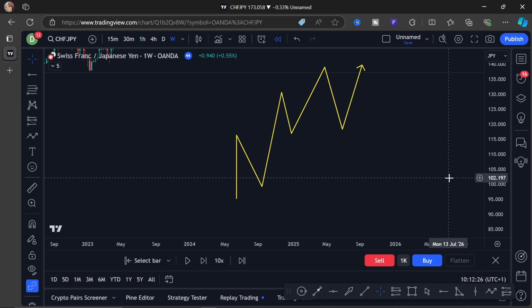If you are someone who doesn't trade demand, you trade fair value gaps, you look for those fair value gaps. Whatever concept you trade, you look for a market moving in this manner to the upward side, then you look for that opportunity to grab your buy.